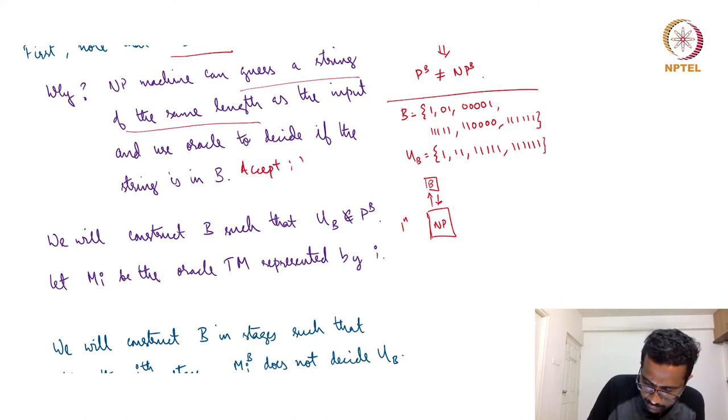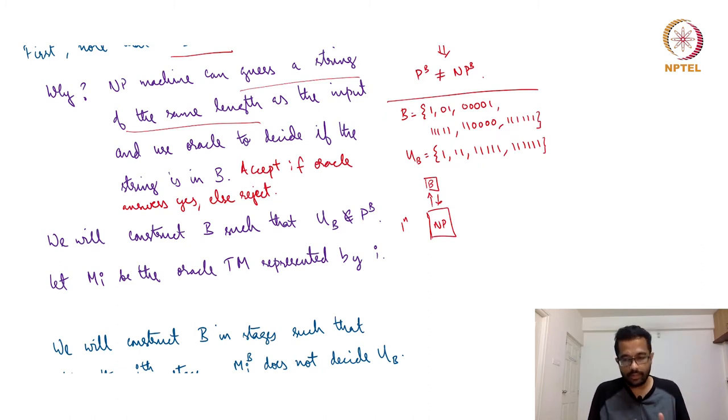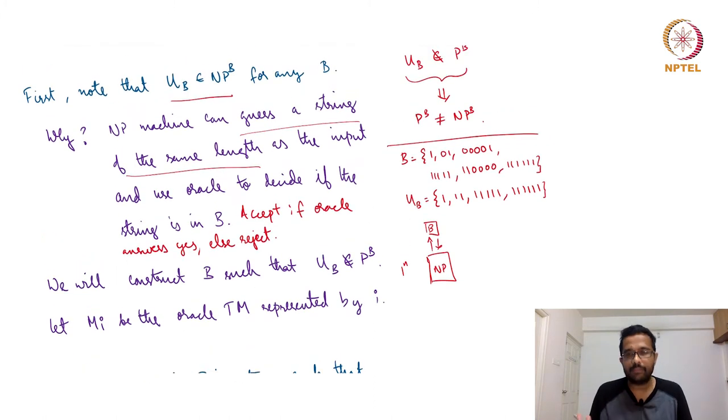It accepts if the oracle answers yes, else reject. So if there is a string of length n, out of the many computation paths, there will be one accepting path. If there is no string of length n, none of the paths will accept, right? So this is why for any oracle B, U_B is contained in NP^B. Fine. So this is the easy part.